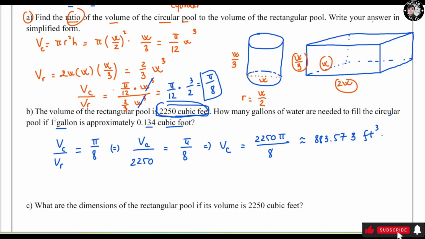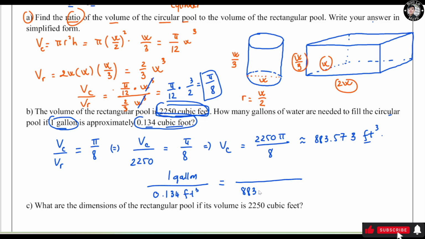So it's going to be approximately 883.573. We are given the conversion factor right here. 1 gallon is going to be approximately this guy, so we're going to write 1 gallon over 0.134 cubic foot. It's going to be the same thing as you have this guy right here, 883.573 cubic feet. Remember that cubic feet right here on the bottom must be on the bottom, so keep that in mind.